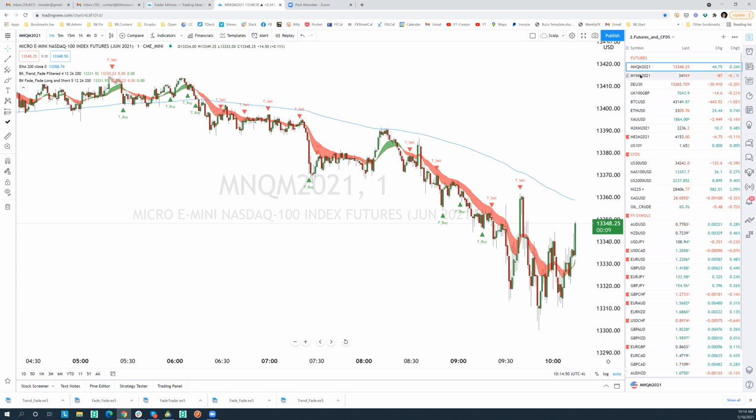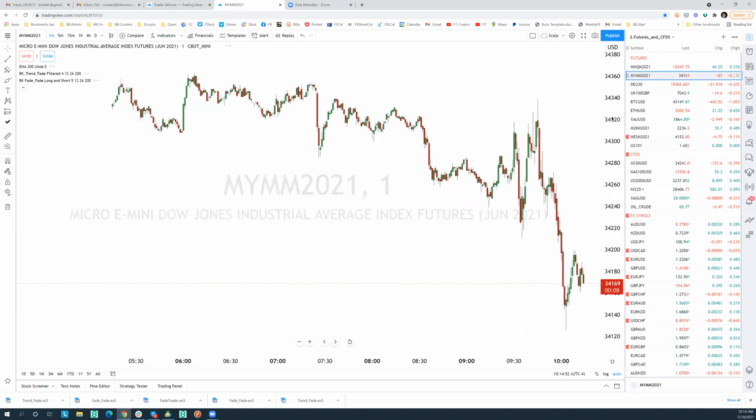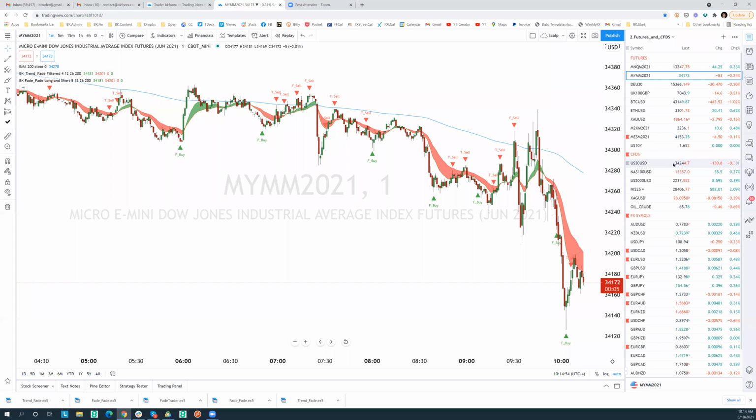There's still nothing better than NASDAQ. I don't know what people like with that. Dow is just such a choppy little market.